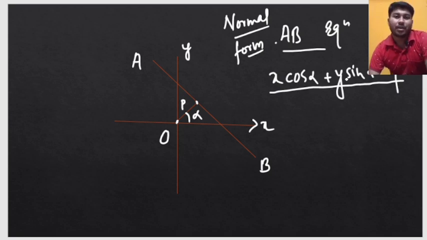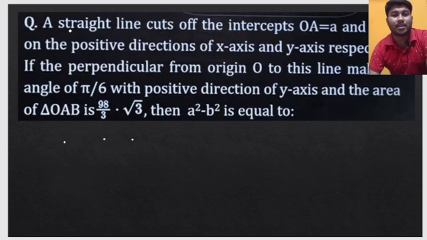Okay, so I think you all understand my concept of what the normal form of a straight line is and what the intercept form of a straight line is. The straight lines are basically the same, but we are writing the equation of the straight line in different ways. Okay, so now smoothly we are moving towards the problem that is given.